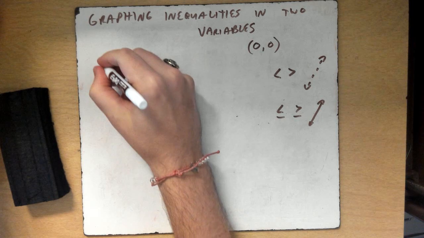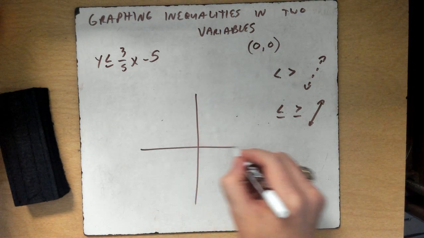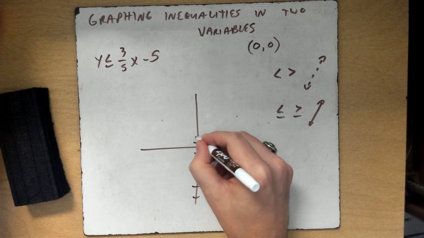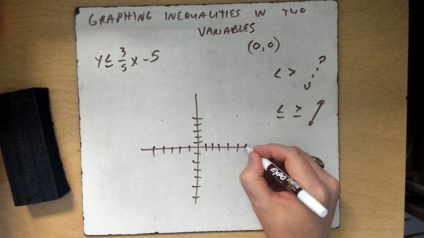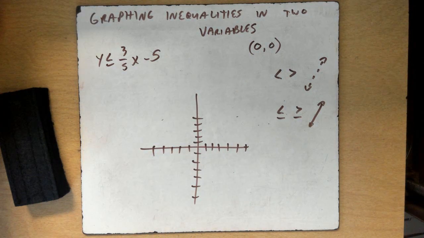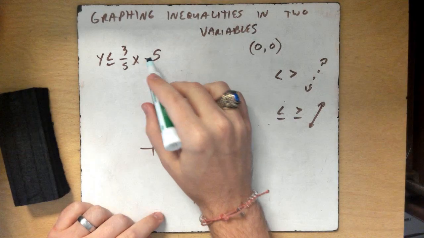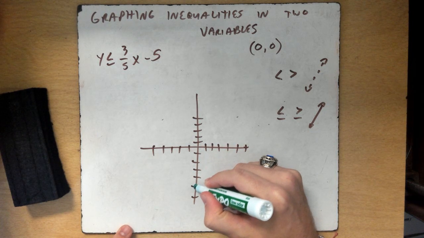Let's do y less than or equal to 3/5 x minus 5. Alright, so once again, there's my graph. Now I'm going to change marker. This one here. Perfect. Use green. So, negative 5 is my y-intercept. So I start here and go down 1, 2, 3, 4, 5.